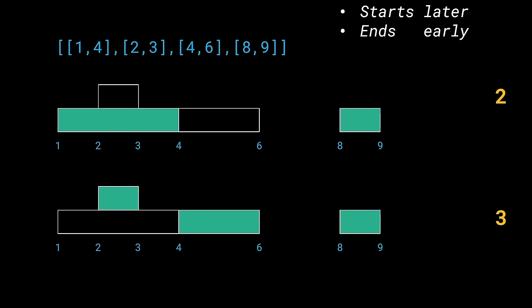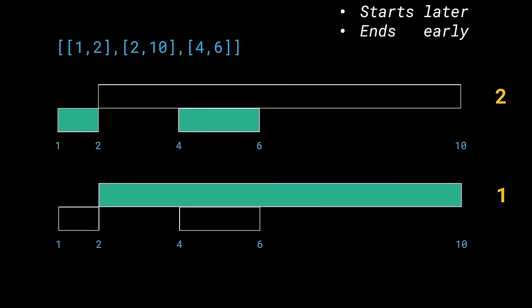Or maybe it's not. Maybe it's the ending times that really matter. And because 2,3 ends early, we can say that all the intervals that are going to end early are going to give us a better answer. Now, at this point, we can't really be sure. I mean, we just have the hypotheses. Now, let's go ahead and test this out.